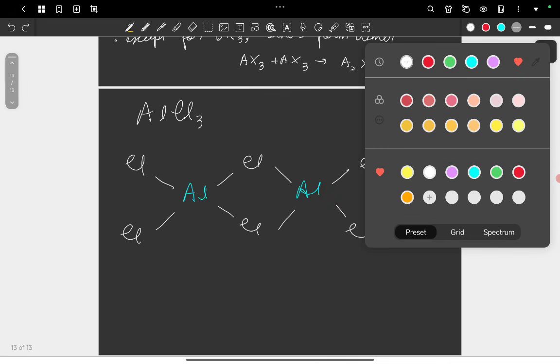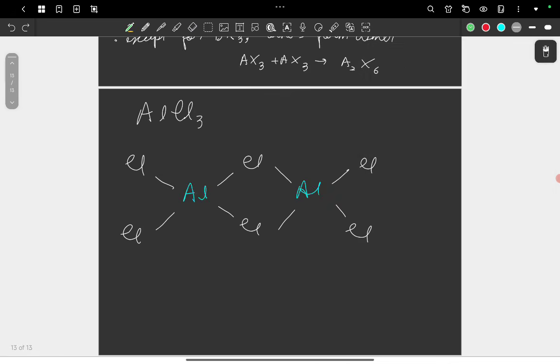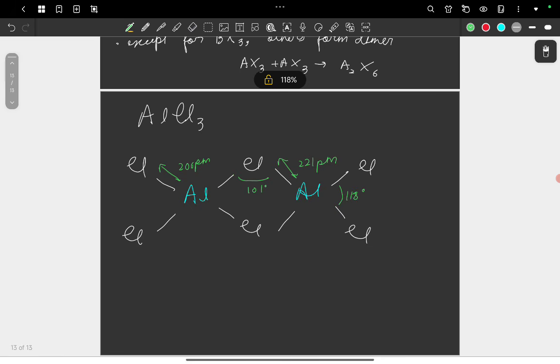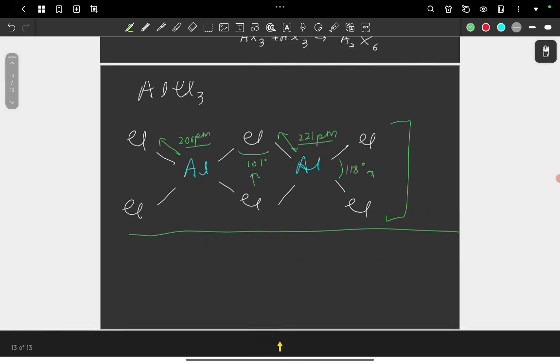Now, these are some useless facts. You can skip this portion. But I just want you to know this angle is 118 degrees. This angle is 101 degrees. This bond length is 206 picometer. But this bond length is 221 picometers. You don't have to remember the absolute values, but just remember that this bond is longer than this bond and this angle is greater than this angle. They might ask it, we never know.